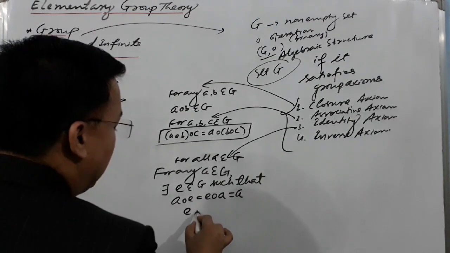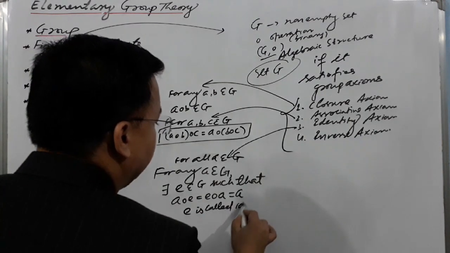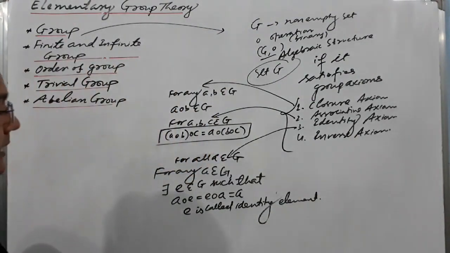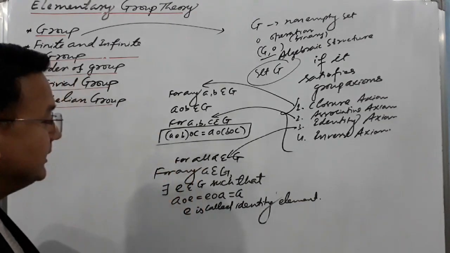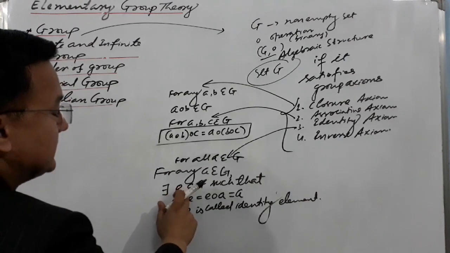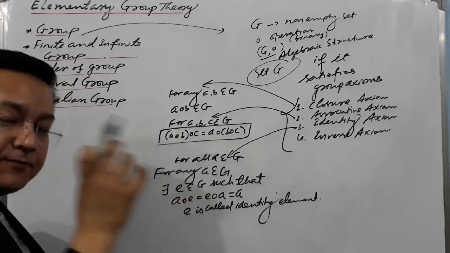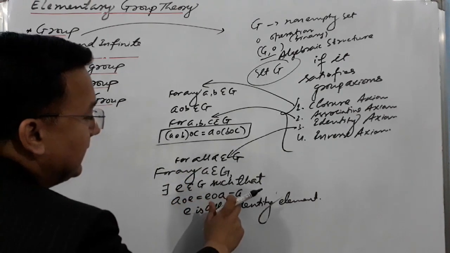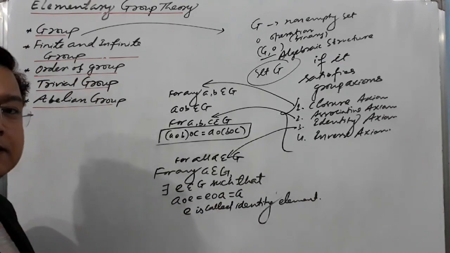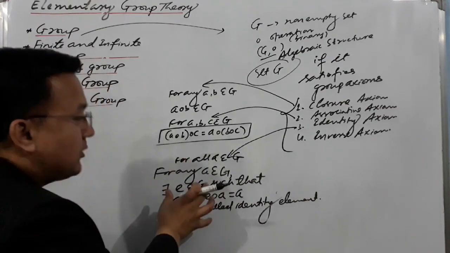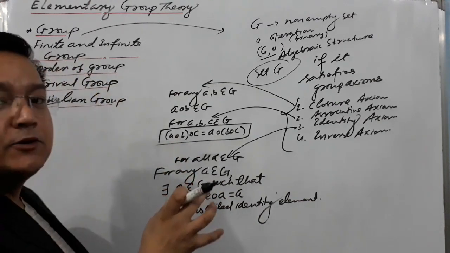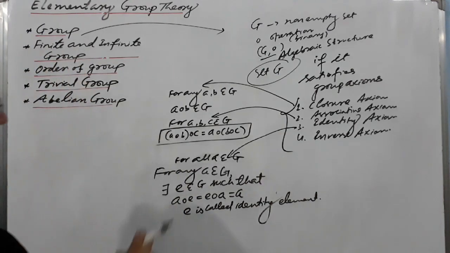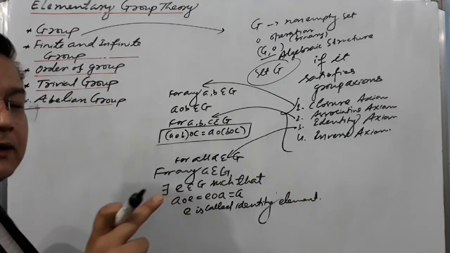And then E is called the identity element, right? For any A belongs to G, there exists E belongs to G, there is definitely one element in G, such that A operation E is equal to E operation A is equal to A. Then E is called your identity element. If this axiom is satisfied in the group, then we can say the group satisfies the identity axiom, right? This should be satisfied for any set to be a group.